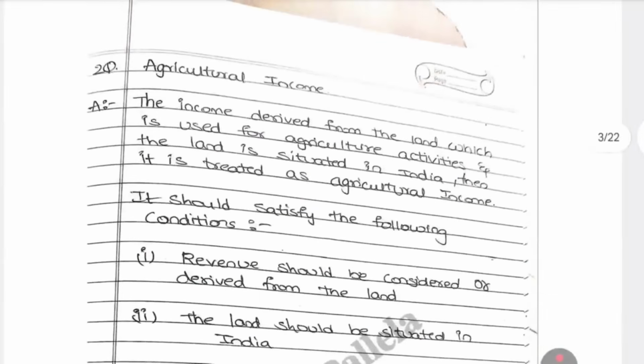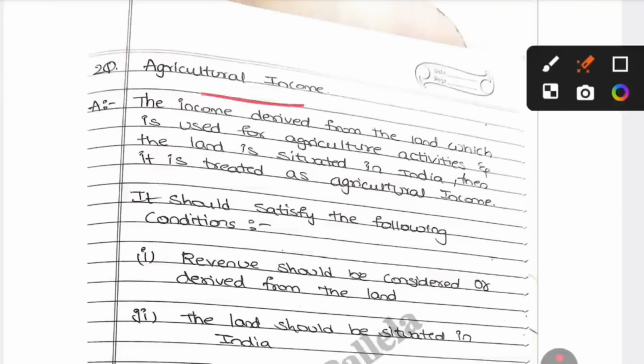The next foremost important question is agriculture income. What is agriculture income? Whatever revenue is there, from agricultural land, the income we get from the various activities we are doing, whatever income we are getting from the agricultural land which is situated in India, that is treated as agriculture income.